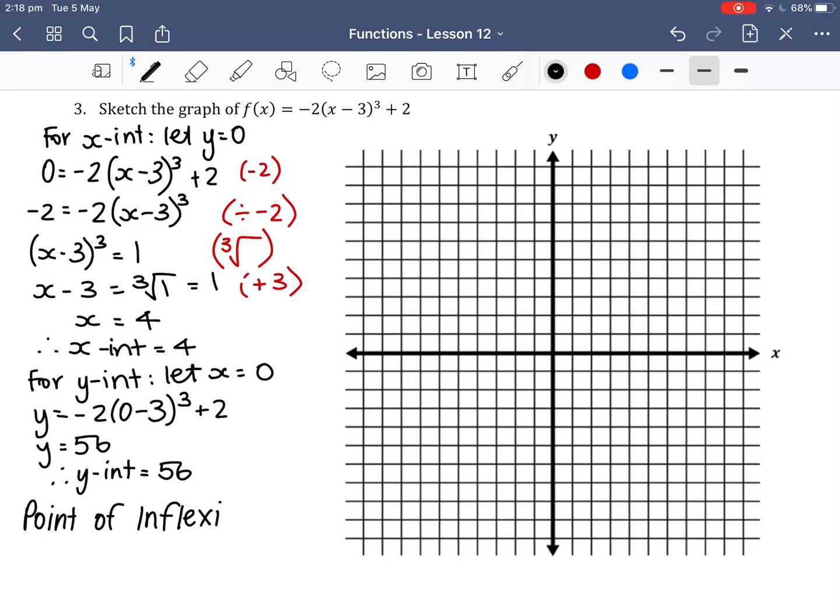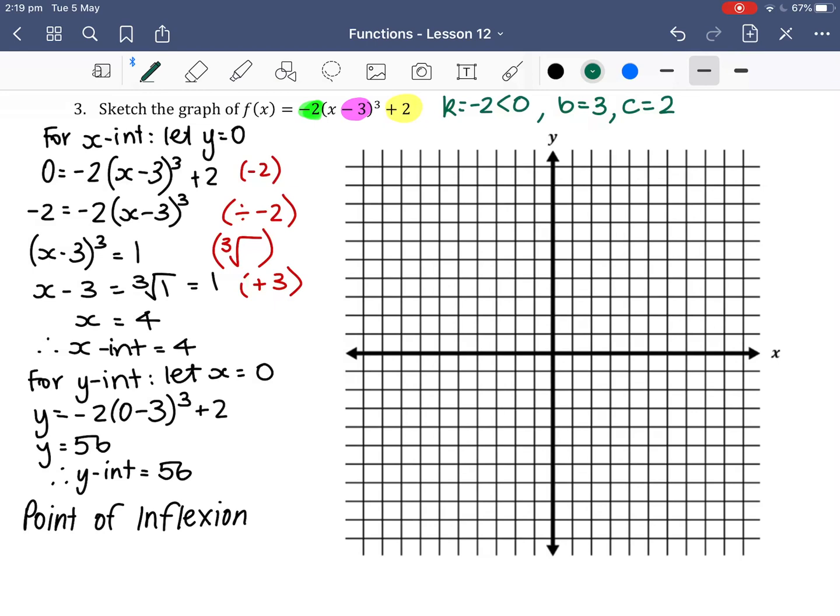For this one, our point of inflection, if we look up to our equation, you can see that we have our k is -2. We have our b being -3 and our c being 2. So let's identify those off to the side. So we have k equals -2, so that means it's less than 0. We have our b equaling 3, and our c equaling 2.